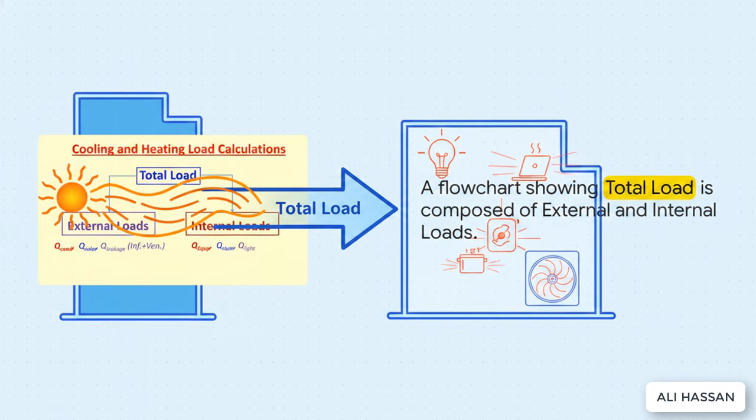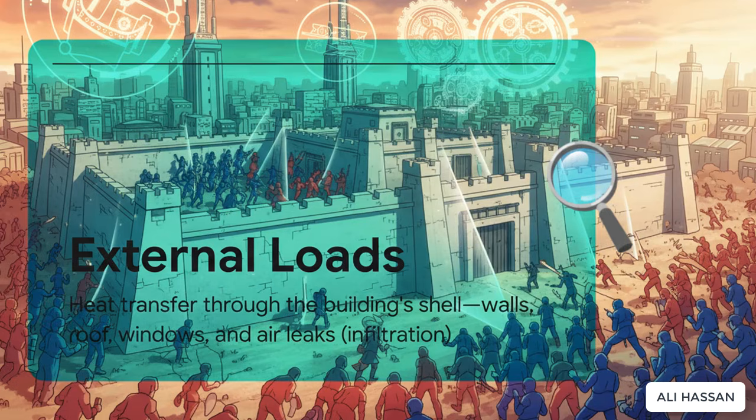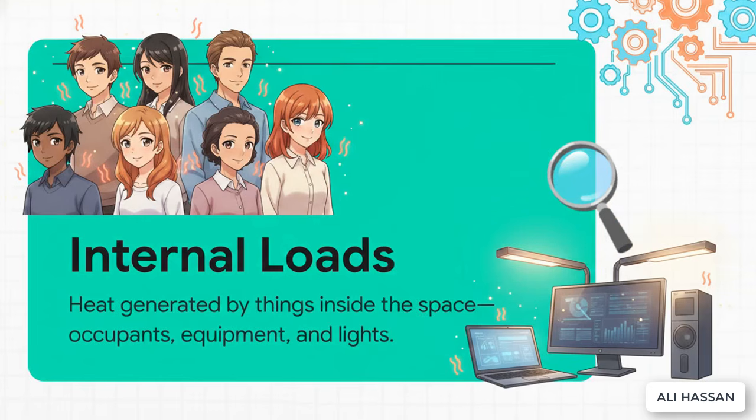Simple as that. Think of external loads as a battle at the gates. This is all about how good your building's armor is. Its walls, its roof, its windows. The better your insulation, the better it fights off that heat from the outside, and the lower your external load is. And then you've got the internal loads. That's the heat we make just by living and working. A packed conference room, for instance, has a way higher internal load than an empty one, just from all the body heat everyone in there is giving off.